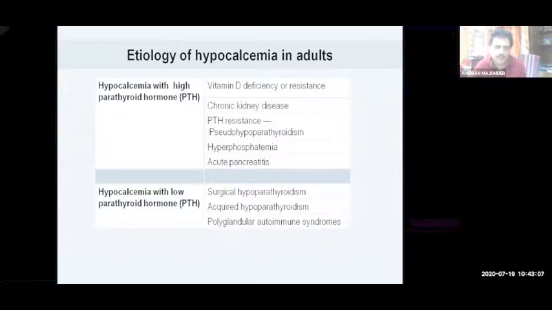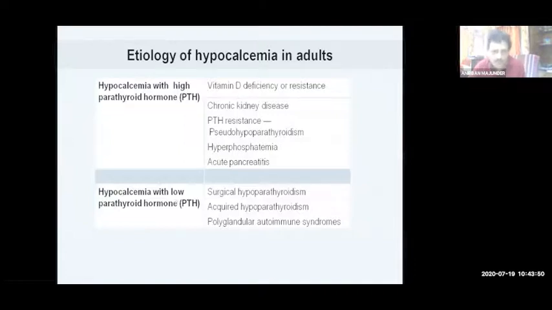Now you can see that if there is hypocalcemia, and if you find there is a high parathyroid hormone, then vitamin D deficiency is the most important cause of this particular association, hypocalcemia and high parathyroid hormone, as I showed you in different cases. Now the other causes of hypocalcemia and high parathyroid level can occur in chronic disease. This is basically a secondary hyperparathyroidism, and can occur in some rare causes. But the commonest cause of hypocalcemia with high PTH is vitamin D deficiency in our setup.